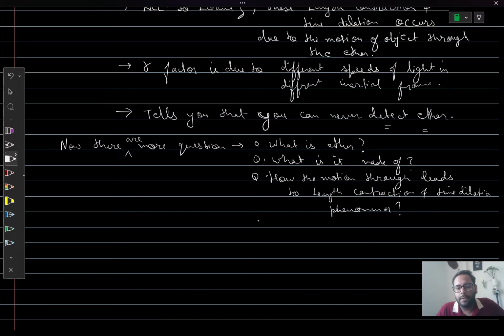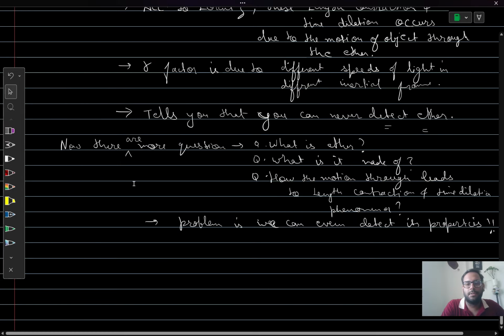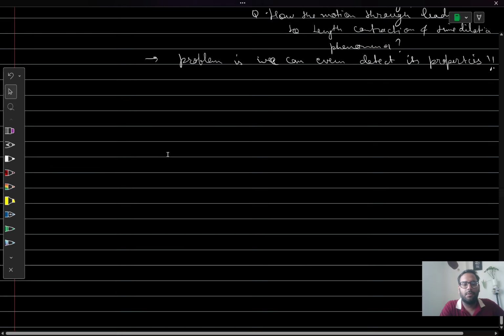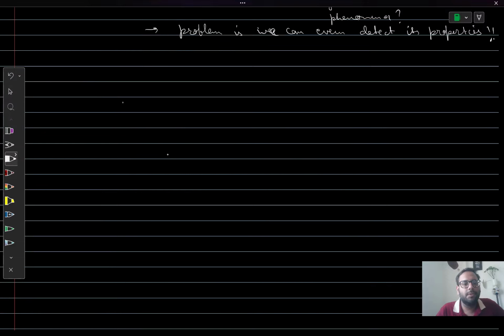And secondly, the problem is we cannot even detect its properties. The thing is, the problem is this. There are more questions now. But Einstein gave some simpler solution.